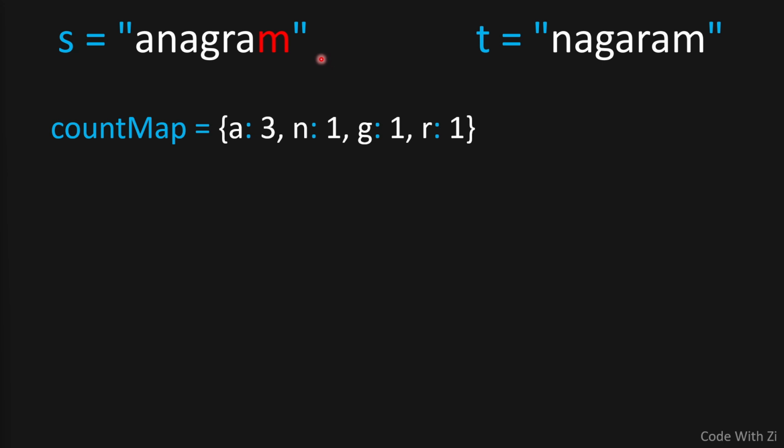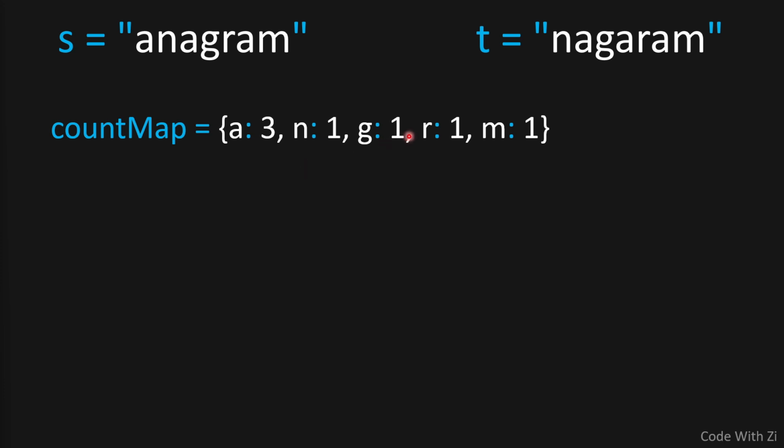Then the next letter is going to be M. Does M exist here? Not really. So we're just going to add it here and give it the count of 1. And would you look at that? We're done with all of our letters. Now that we have our count map, this is basically telling us which letters we have in our first word and how many times they were repeated.